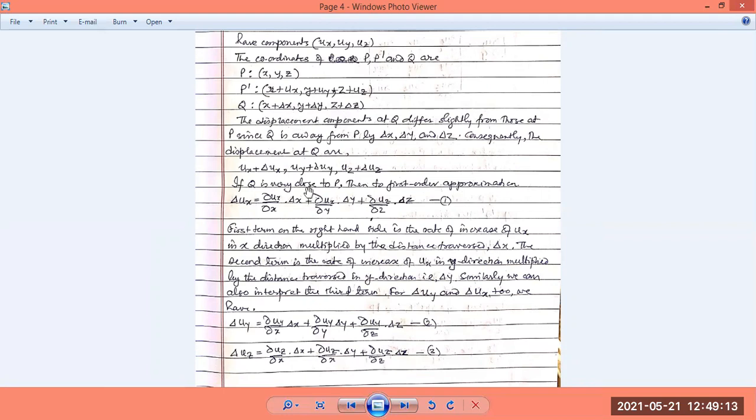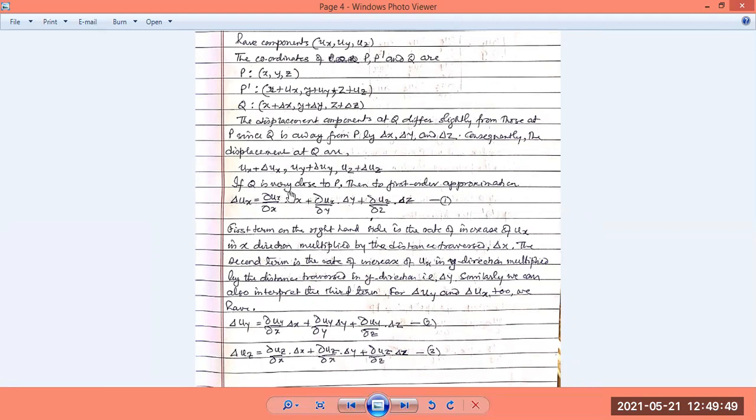Next, after deformation, the displacement of Q from these coordinates will be ux plus delta ux. Here we have added the displacement of P, but for ux it is not exactly equal to x plus, it is delta x: if there is a change in ux in the Q direction, that is delta ux, delta uy and delta uz.